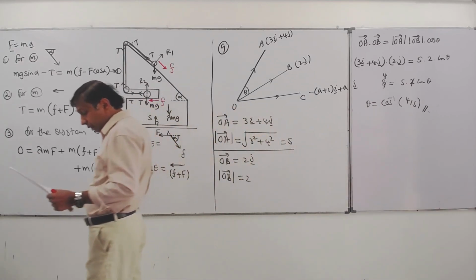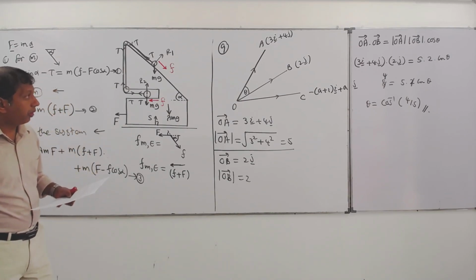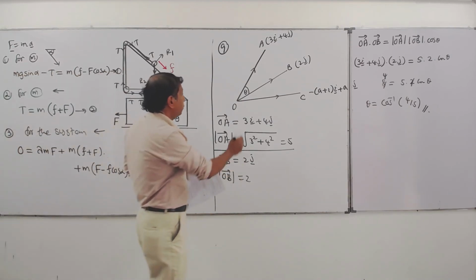Next one. If angle AOC is pi by 2, find the value of a. AOC pi by 2 means this is 90 degrees.